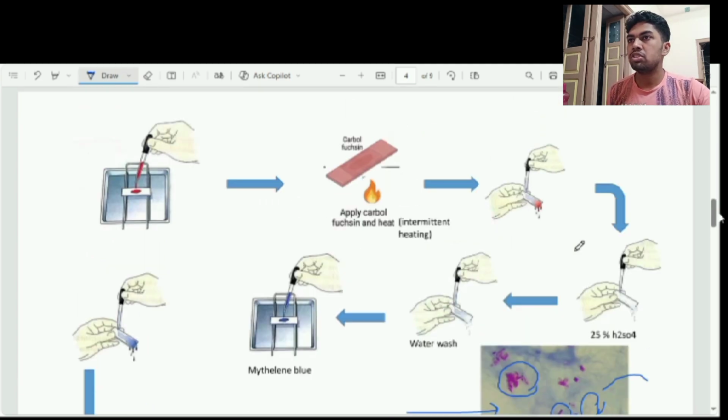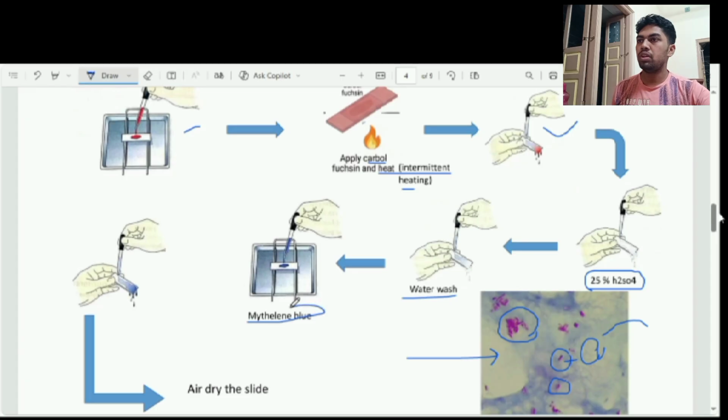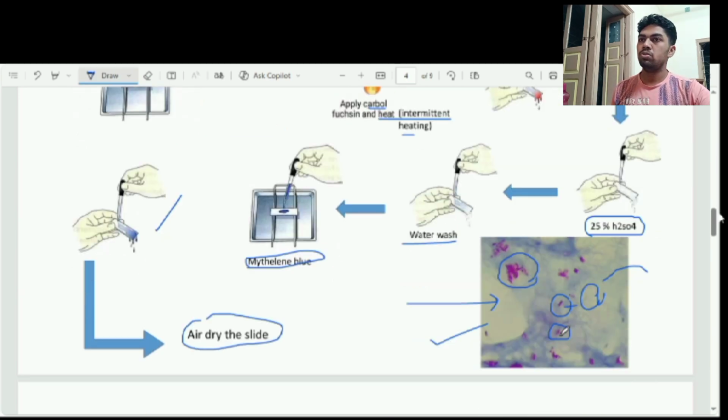Here are the steps of the acid fast staining. We are putting carbol fuchsin, then heating it, intermittent heating, then wash. After that we are using decolorization. That decolorizing agent is 25% H2SO4, then again water wash, then we are using methylene blue as a secondary stain, then wash, then air dried slide, and we are seeing it under 100x, and this is how a slide looks like under 100x.